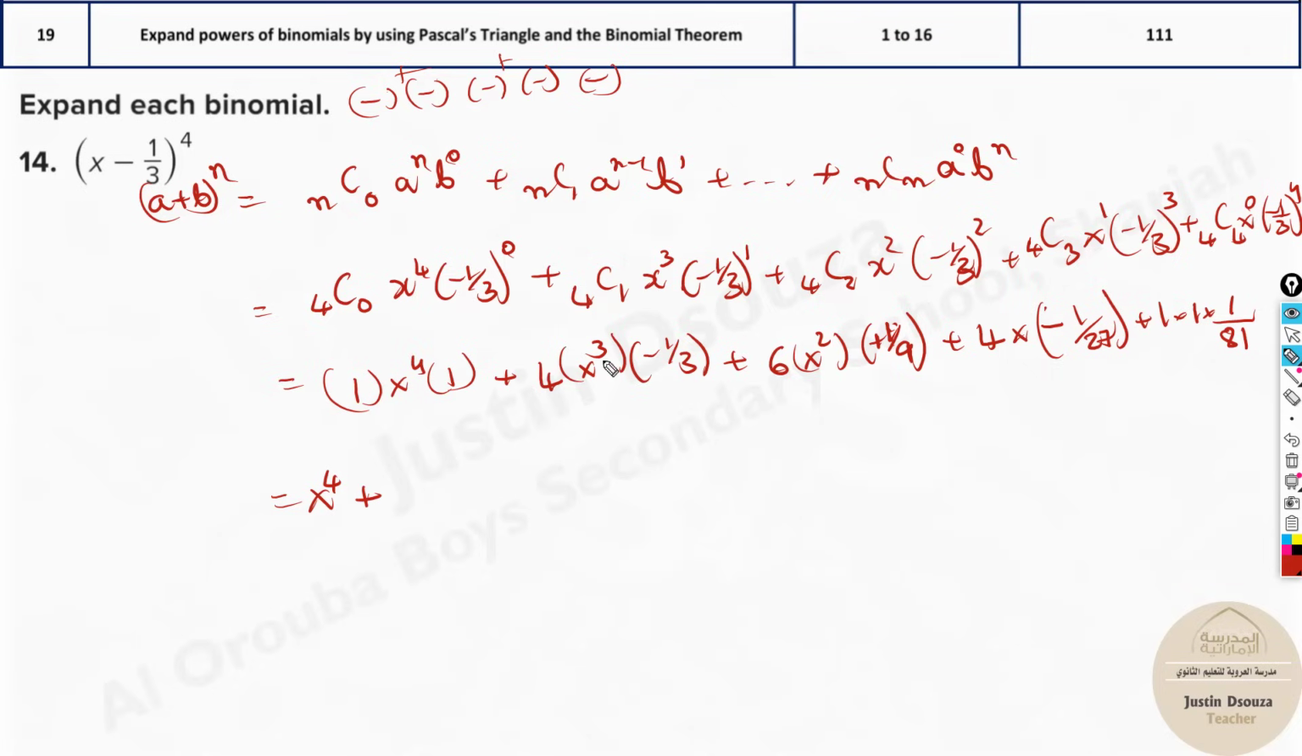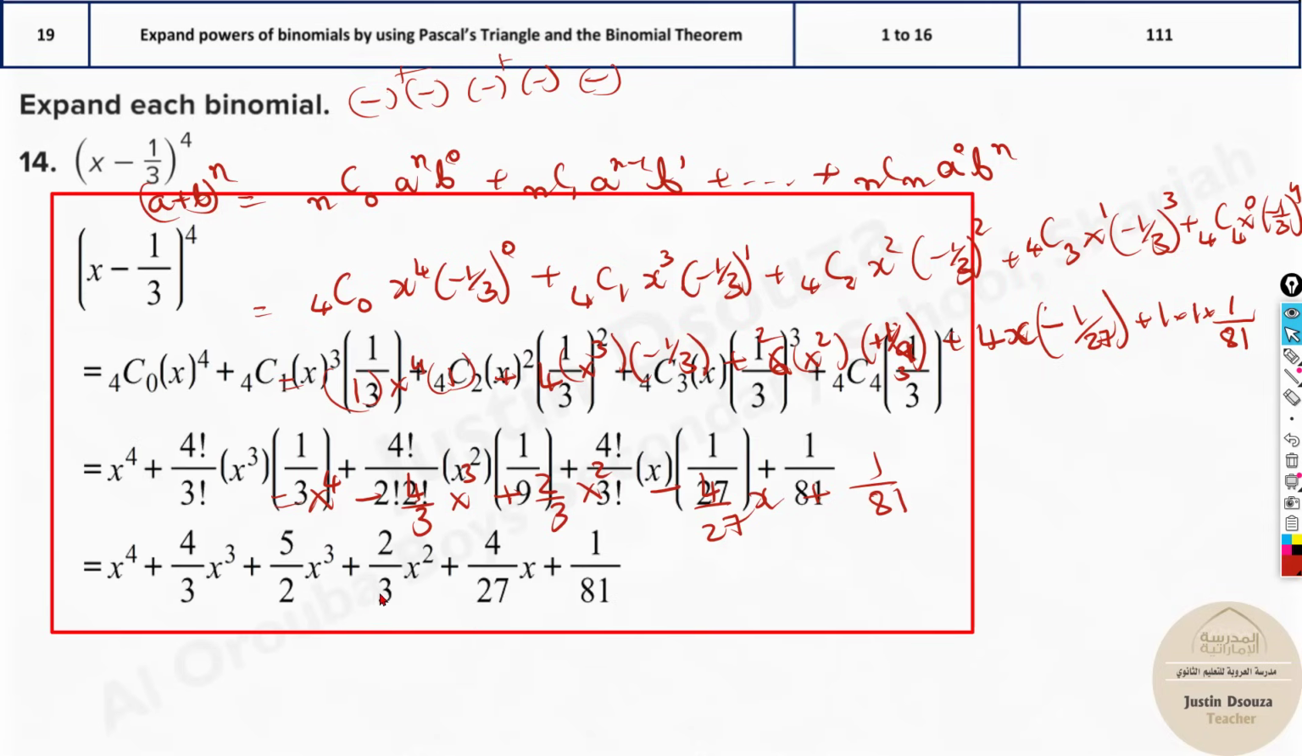x^4. Now here it will be negative, not positive. It's negative 4 by 3 x^3. Then what happens here? The 3 table goes 2 times, 3 times. Or put it in the calculator, 6 by 9 is 2/3. And this is positive 2/3 x^2. Now this minus sign remains. And over here it is 4 by 27x. And lastly we have plus 1 by 81. So this must be the answer.